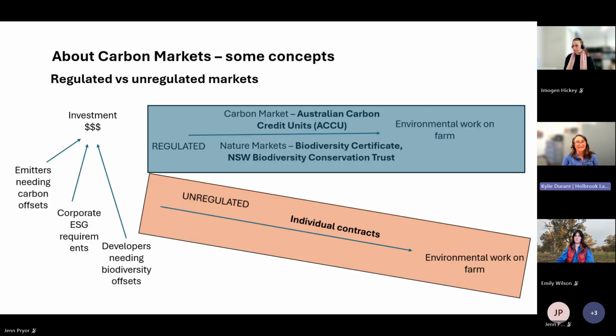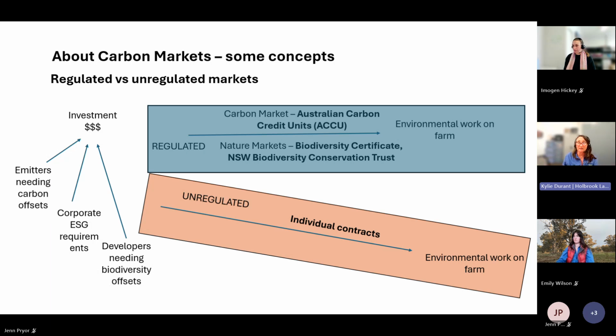This is really ugly, sorry. I've just realised how ugly it really is, but anyway, hopefully it will still tell the story. I just wanted to talk about regulated versus unregulated markets in carbon, because they both do exist. The diagram before talked about carbon markets and nature markets. The regulated pathway in Australia is the ACCU system and the ACCU scheme. And we've got nature repair, biodiversity certificates, and in New South Wales, we've got the Biodiversity Conservation Trust.